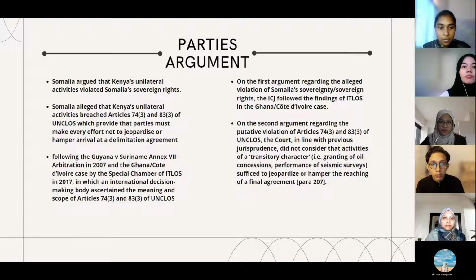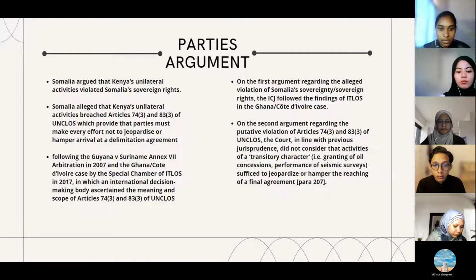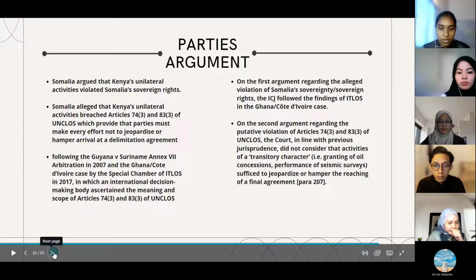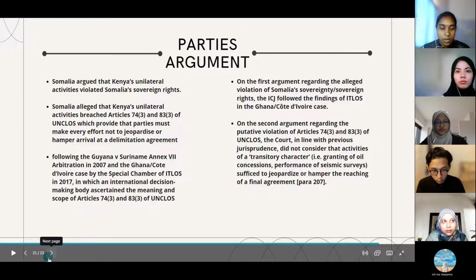So for the parties' arguments, Somalia presented two arguments in response to Kenya's unilateral actions. First, Somalia claimed that Kenya's unilateral actions infringe on its sovereignty. Second, Somalia claimed that Kenya's unilateral actions violated UNCLOS Article 74, paragraph 3 and Article 83, paragraph 3, which state that parties must make every effort not to jeopardize or hamper the conclusion of a delimitation agreement.